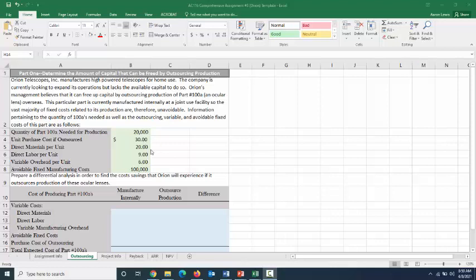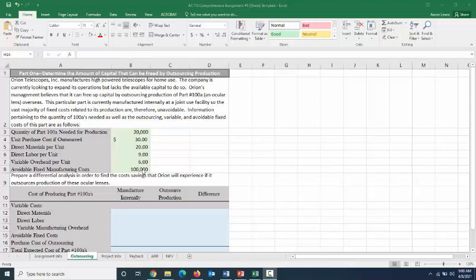We need to know if we manufacture internally, how much we can expect to pay per unit for each one of these things when it comes to its cost components. So we know that each 100A, if we make it internally, is going to cost us $20 in direct materials, $9 in direct labor, and $6 in variable overhead. And in total, we need to know what portion of the fixed costs that are being incurred by this joint use facility we can get out of if we choose to outsource production of 100A. And the answer to that is $100,000.